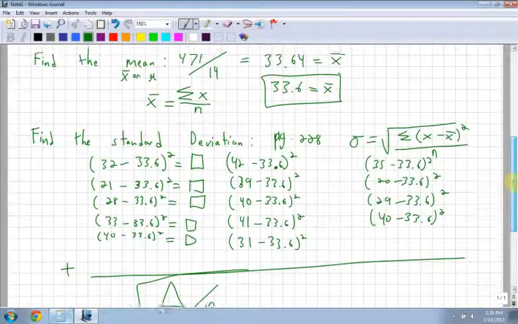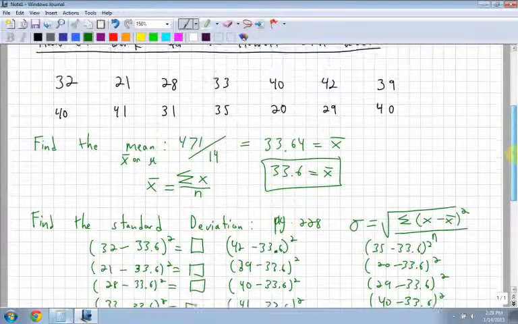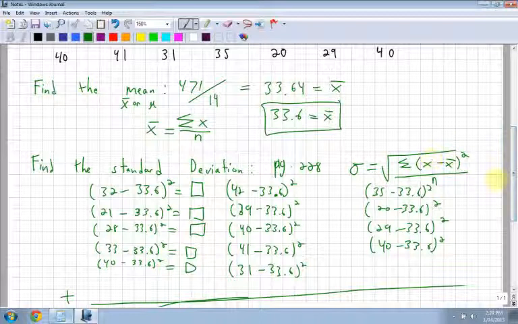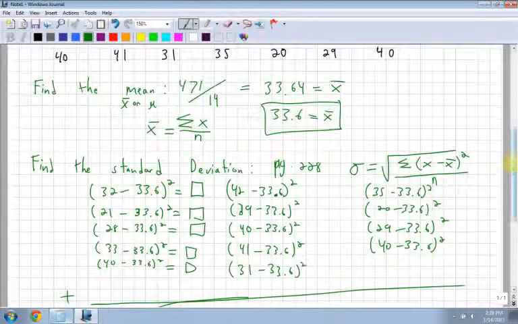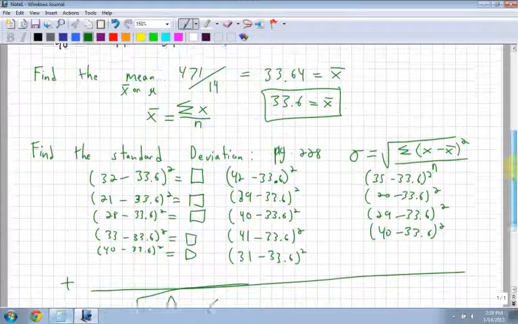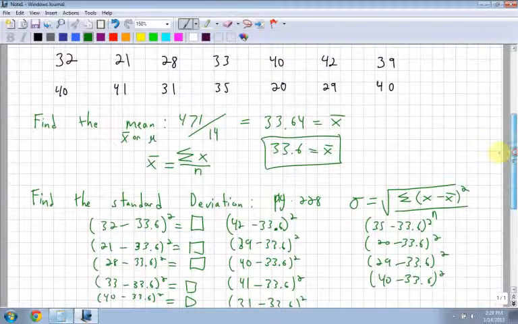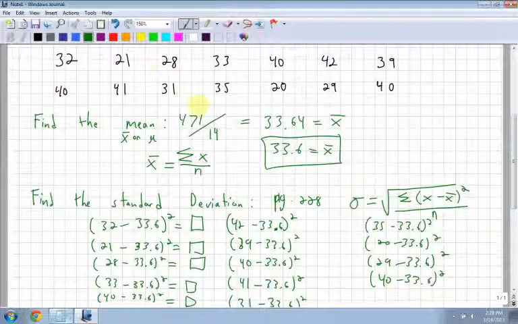So just make sure you know how to find standard deviation by hand. The formula is given to you on page 228 there. And just make sure that you understand to find your mean first, subtract your mean from your values, square them, add them all up, divide by n, take the square root. So that's how you find standard deviation by hand when you're given a chart.